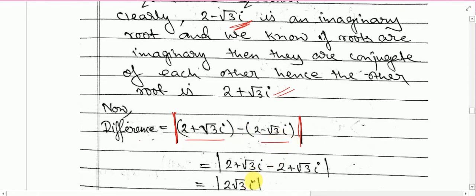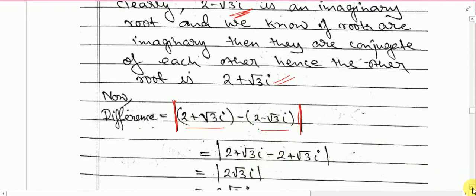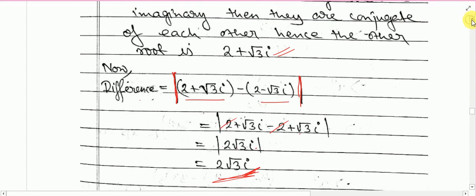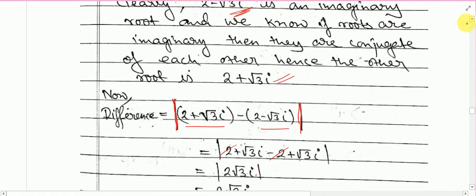Here plus root 3i and here also plus root 3i, but here plus 2, here minus 2, so cancelled. You are left with 2 times root 3i. So it's positive only, it comes out as positive. So this is the difference between the roots. Okay, so you'll write down in your maths copy.